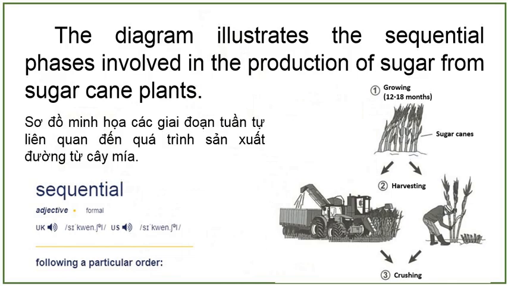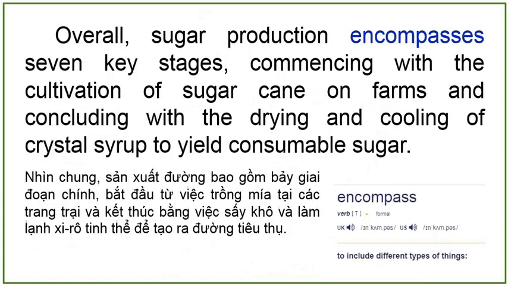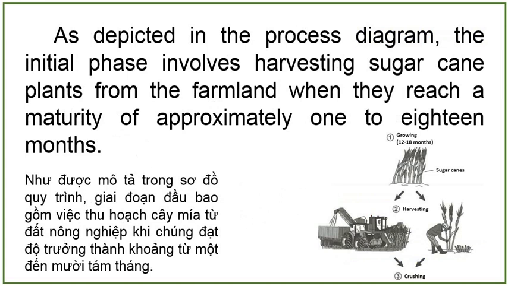The diagram illustrates the sequential phases involved in the production of sugar from sugarcane plants. Overall, sugar production encompasses 7 key stages, commencing with the cultivation of sugarcane on farms and concluding with the drying and cooling of crystal syrup to yield consumable sugar. As depicted in the process diagram, the initial phase involves harvesting sugarcane plant from the farmland when they reach a maturity approximately 1 to 18 months.